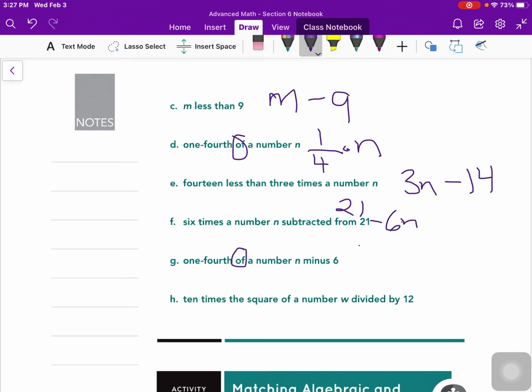1/4 of a number n, that's 1/4 times the number n, minus 6, and 10 times the square of a number w, so there's my number w, the square of it, divided by, use my fraction bar, divided by 12.